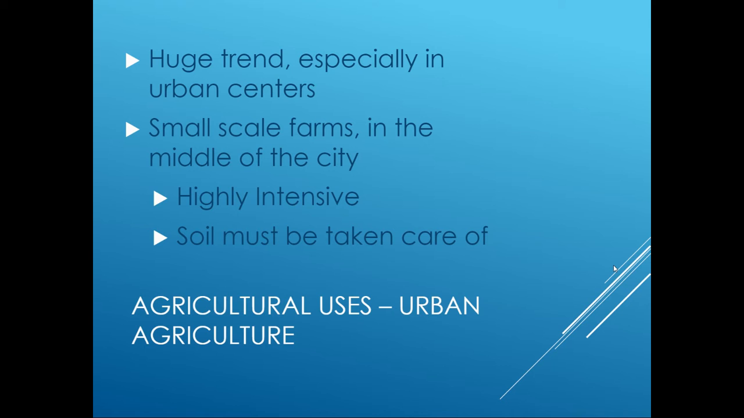All right, agricultural uses. So, urban agriculture. This is a huge trend that is growing in popularity across the United States. There are small-scale farms in the middle of the city or on rooftops of buildings. We see a lot of examples of this. The big thing there is the soil must be taken care of. It's not natural in that area. There are not going to be natural ways to replenish nutrients that are lost. So that has to be taken care of by humans, especially when small-scale farms or rooftop farms are placed in an area where they are not naturally supposed to be. It is possible, but there are management techniques that need to be done.